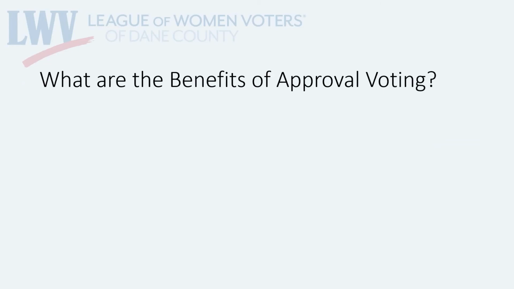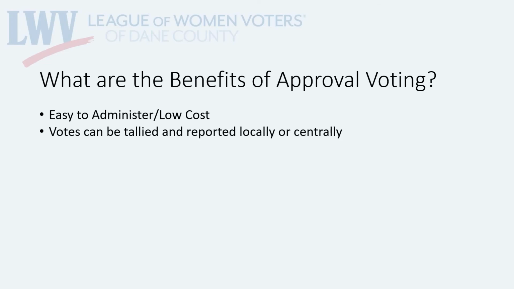What are the benefits of approval voting? Approval voting is easy to administer. It doesn't differ that much from plurality and requires only minor voting system updates. Votes can be tallied and reported locally and centrally. Approval voting is more likely to result in a majority-supported winner than plurality voting.